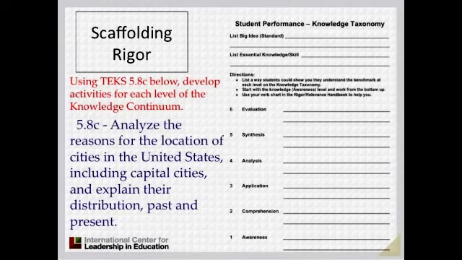So it's time to engage your brains a bit. Take a look at this 5th grade TEKS. Analyze the reasons for the location of cities in the U.S., including state capitals, and explain their distribution, past and present. In pairs, you're going to develop activities that align to this TEKS for each level of the knowledge continuum. Your facilitator will distribute handouts that look like the right side of this slide. The directions are on the handout along with some information on the back that might help you. Facilitators, please pause the video now to allow time to complete and debrief this activity.